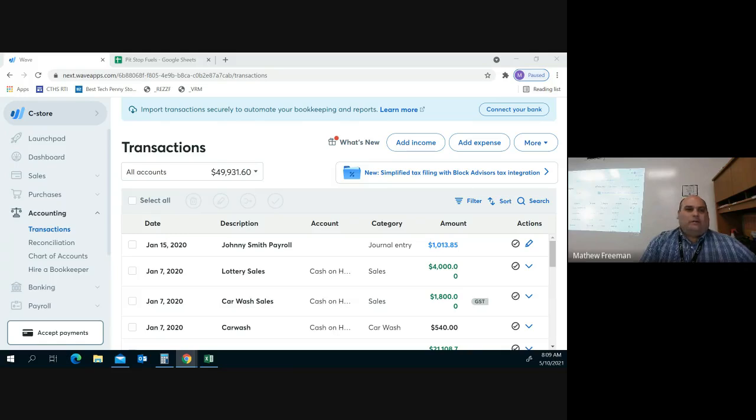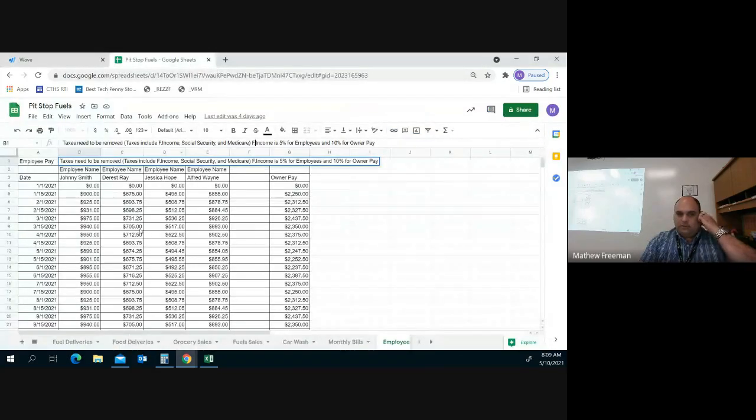So what you're going to do is payroll. And so you have due on the 15th payroll. Remember, these all end up being 2000, 2001. This is Johnny Smith's gross pay. So these are all their gross pays. This is Desiree's, Jessica's, Alfred, and owner pay. So this is what you're going to take as your pay as the owner. Up here is your federal income tax for your employees and owner pay and federal income tax percentage.